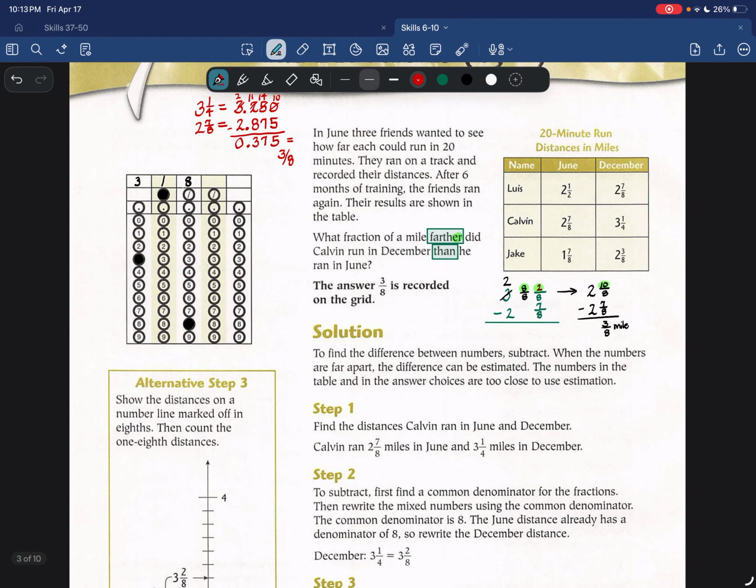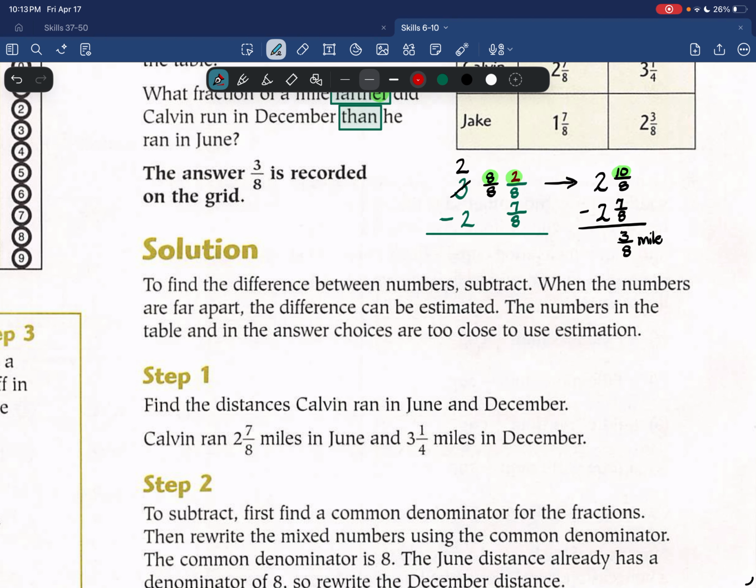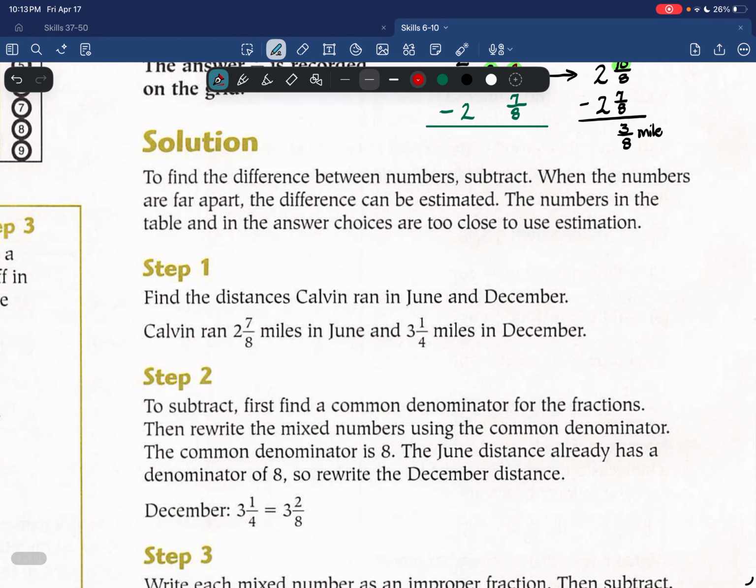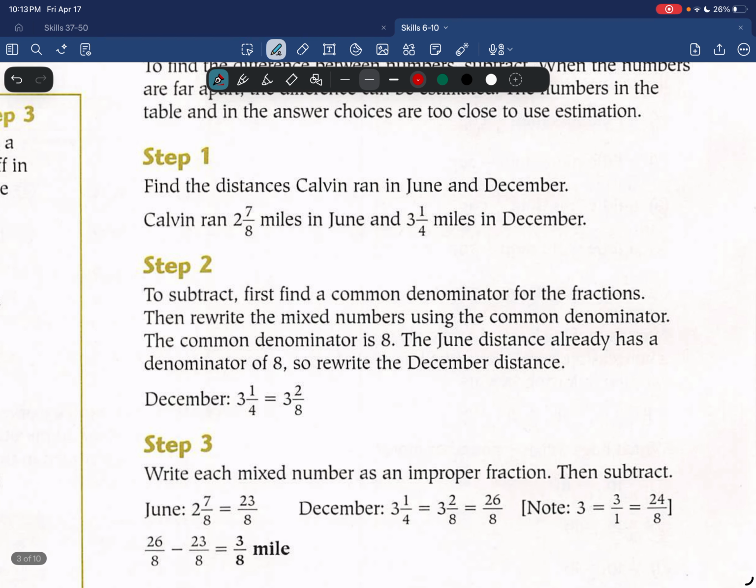All right, so here's their solution. To find the difference between numbers, subtract. When the numbers are far apart, the difference can be estimated. The numbers in the table and in the answer choices are too close to use estimation. So first we need to find Calvin's distances. And we did that. We found the June and the December. To subtract, you have to find a common denominator. And we did that. We used the 8. The June distance already had a denominator of 8, so we only had to rewrite the December distance.